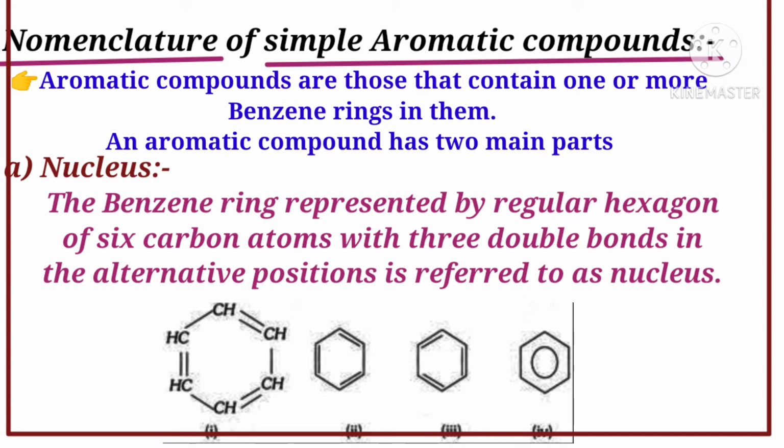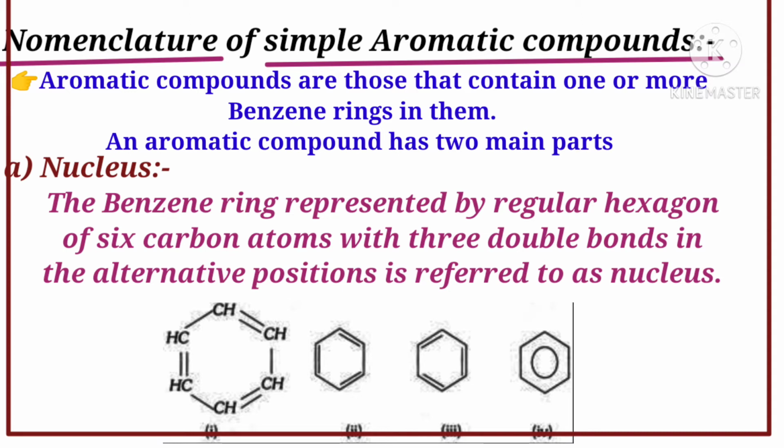In nomenclature of simple aromatic compounds, aromatic compounds are those that contain one or more benzene rings in them. An aromatic compound has two main parts. The first one is the nucleus and the second one is the side chains. In the nucleus, the benzene ring is represented by a regular hexagon of 6 carbon atoms with 3 double bonds. The 3 double bonds in alternative positions are referred to as the nucleus.